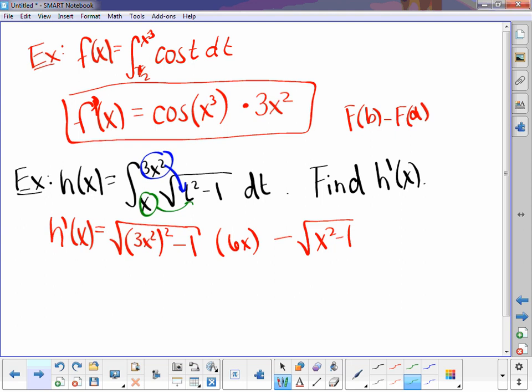Now I will say be careful. Here, we didn't necessarily need parentheses because it was just one item there. But sometimes it is multiple pieces in which you need to have parentheses. They love stuff like that actually, where you would then have to distribute that. But this would be your answer.